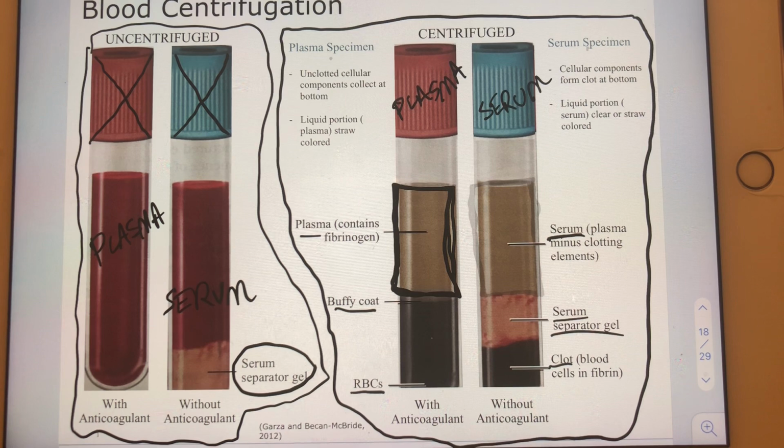So what do we want from here? We want the fluid that's on top. We can pour it because the gel doesn't allow the clot to pour out, but probably the safest way to get the serum out of there is to carefully pipette it out. So, serum versus plasma.